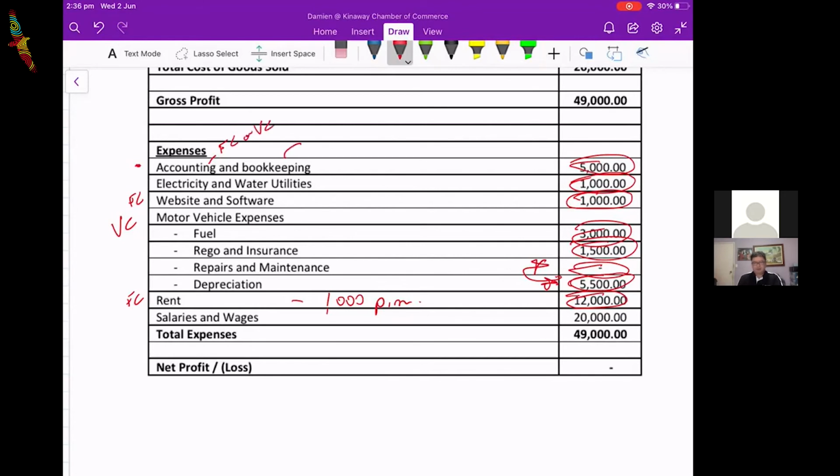Bookkeeping, again, you might be charged by your accountant $1,000 per month to do bookkeeping, or they'll charge you by the hour. So it could be a fixed cost, or it could be a variable cost. It depends how you're charged.